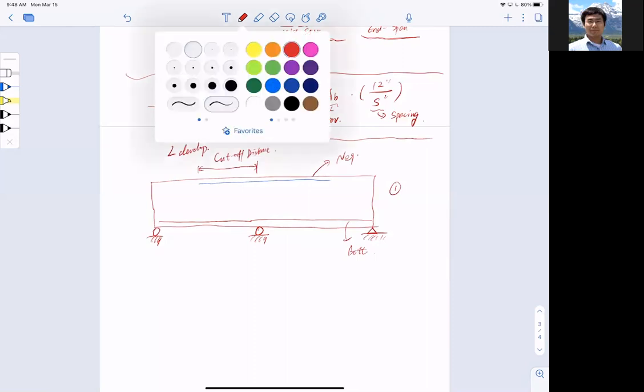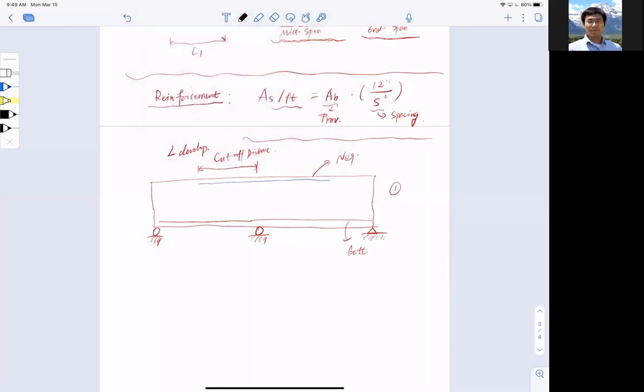The other way, if I were being clever, I can do this, is that I can get the bar like this, go down like that, and then go like this. Okay, so I can also use this to transition between the top and bottom reinforcement. All right, just some thoughts for you, okay?